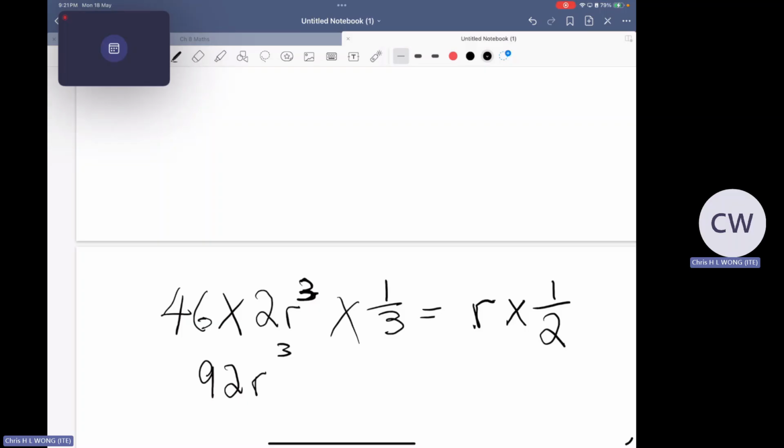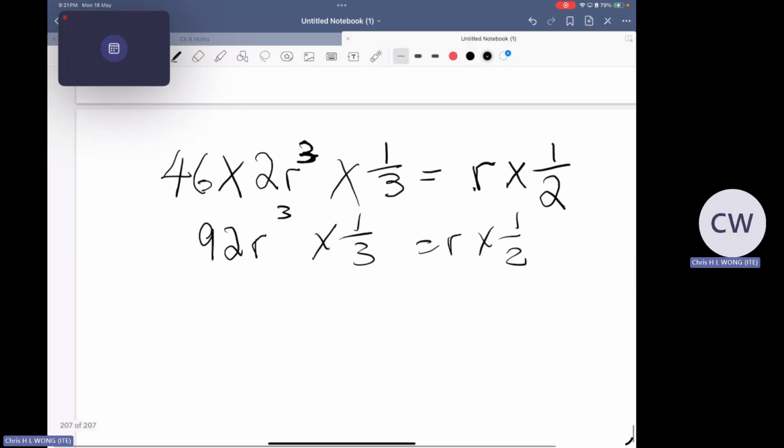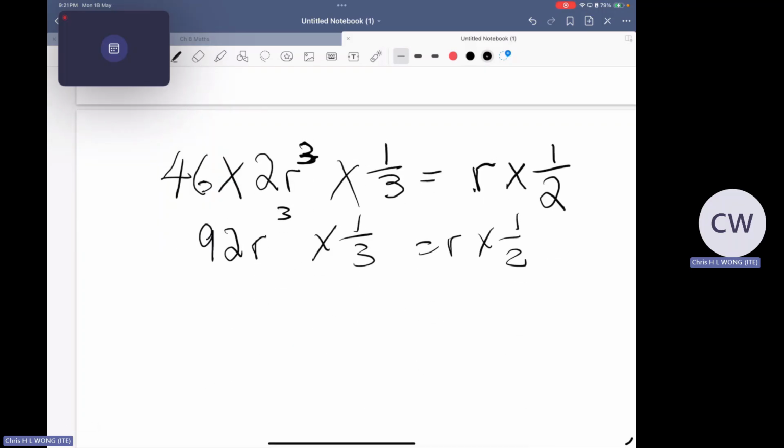92 r cubed. 6 times 2, 12, 9. Okay. Times 1/3 equals r times half. So far, so good? Yeah. So far, so good, right?